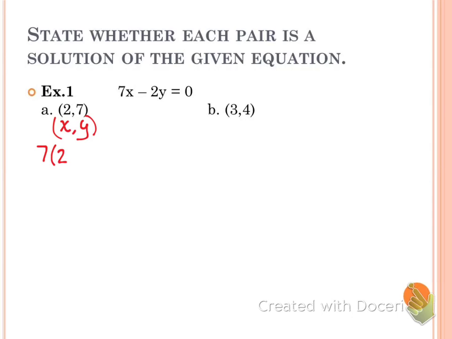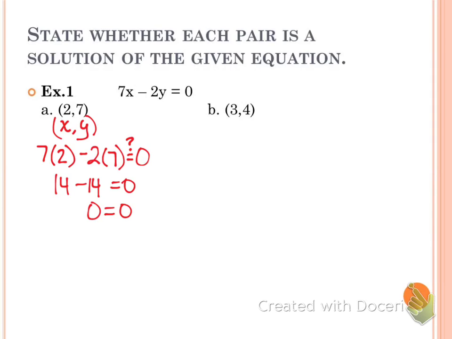So 7 times 2 minus 2 times 7 equals 0. Sometimes you might see people put a little question mark above the equal sign, because that's what we're checking to see. Are those two sides going to be equal? If you don't put the little question mark, it's not the end of the world, but we still evaluate it the same way. What is 7 times 2? What is 2 times 7? What's 14 minus 14?